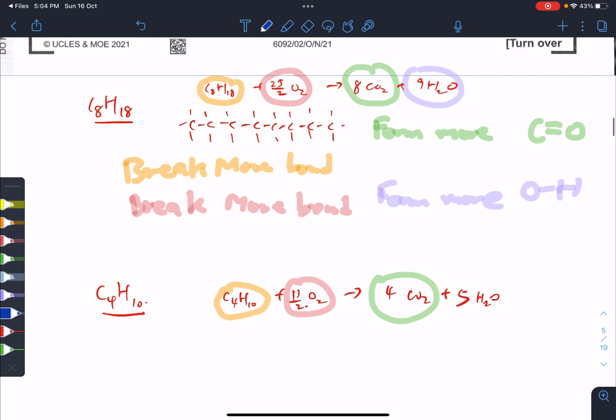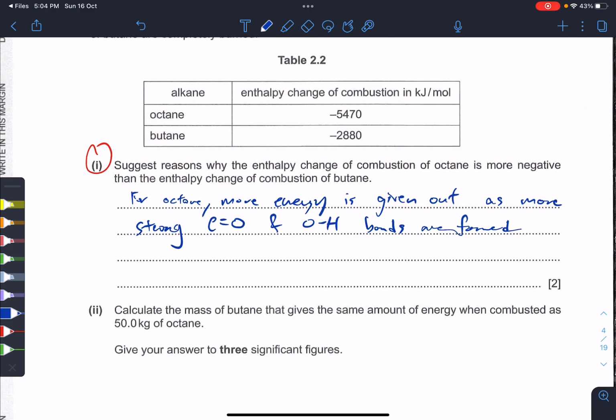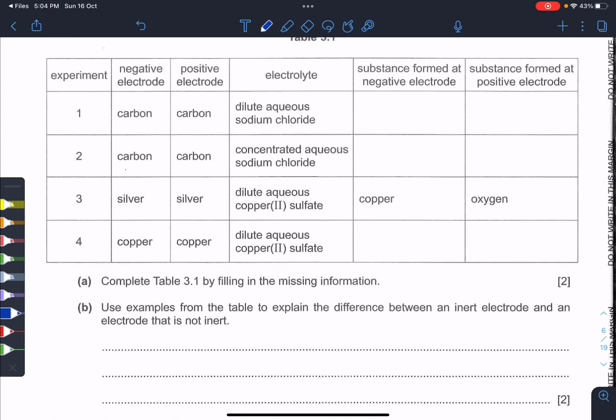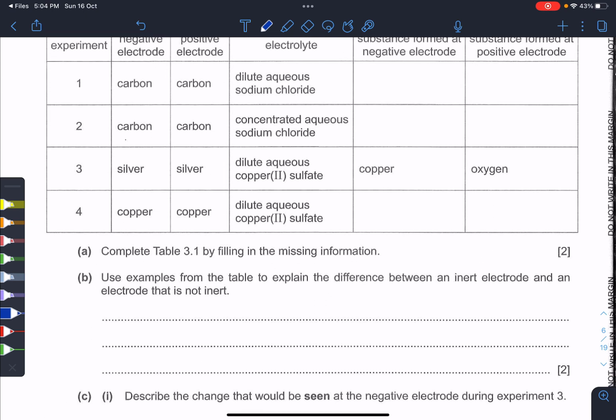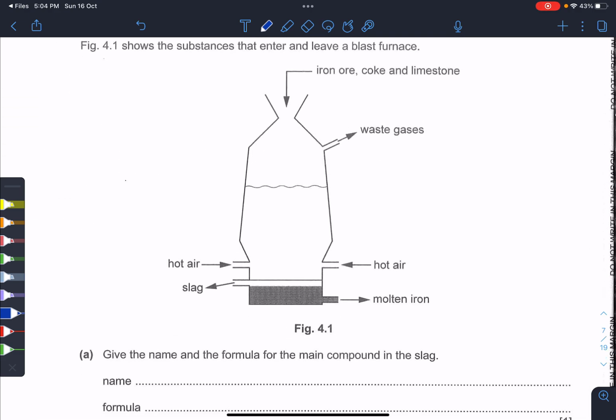Because if you decide to talk about the orange and the red, that doesn't help you explain why it gives out energy. That would tell you why you have a lesser net loss. After that, the calculation is not an issue. This is not an issue. Electrolysis is generally not so big a problem.